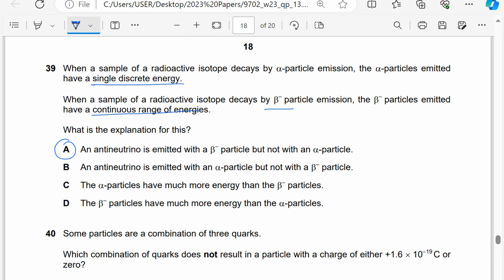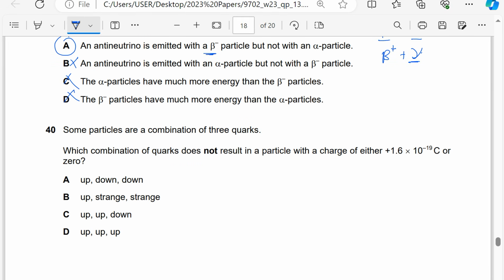An antineutrino is emitted with beta minus. I think that is true. Beta minus is a normal particle. It is accompanied by an antineutrino. Beta plus is an antiparticle accompanied by a neutrino. So beta plus neutrino, beta minus antineutrino. So an antineutrino is emitted with an alpha particle. This is not true. Alpha particles have much more energy than beta. This doesn't relate. Beta minus have much more energy than alpha. This doesn't relate. So the answer is going to be A.